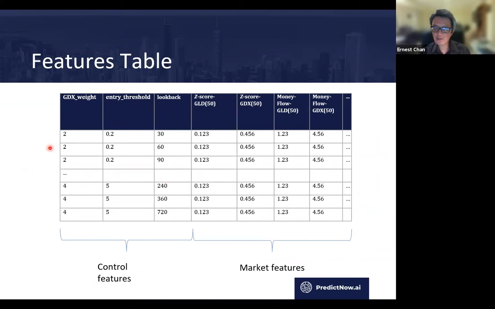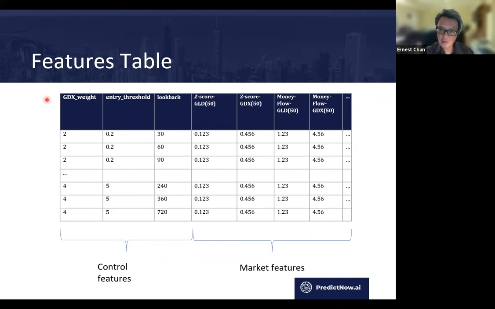And then on the second row, another sample, you will give it a different set of parameters. Maybe this time the look back is 60 instead of 30 days. But of course, the market features are the same because you are talking about a particular day, let's say. So you cannot change those market features. And so on and so forth. You can vary the combination of these three control parameters, but you cannot vary the rest of the features because they are market features.